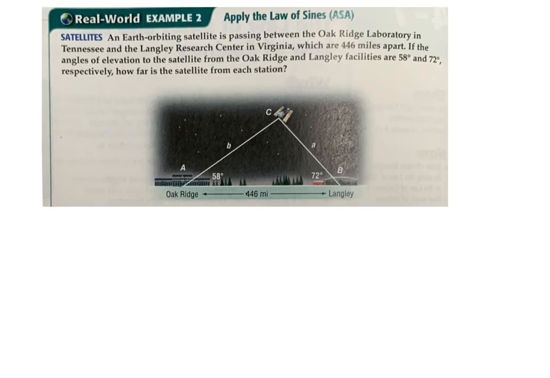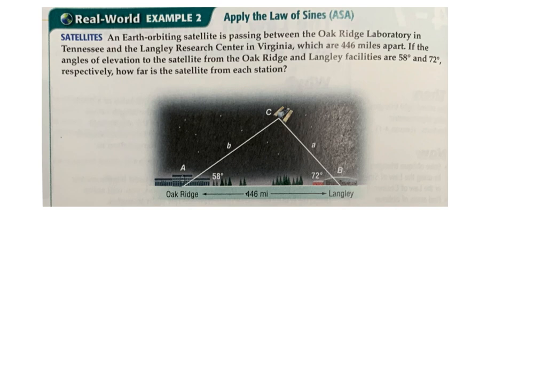An Earth orbiting satellite is passing between the Oak Ridge Laboratory in Tennessee and the Langley Research Center in Virginia, which are 446 miles apart. If the angles of elevation to the satellite from the Oak Ridge and Langley facilities are 58 and 72 degrees respectively, how far is the satellite from each station? And they were nice enough to draw a picture.